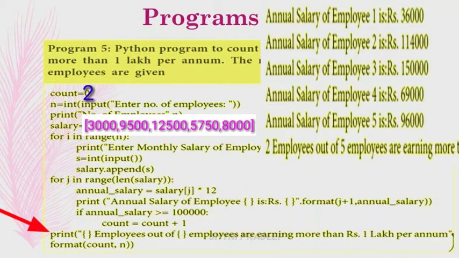Print. See this curly brace for count value. Count value is what? 2. So here 2 employees out of this curly brace for n value. N value is what? 5. 5 employees. So 5 employees are earning more than rupees 1 lakh per annum. This curly brace for count value and this curly brace for total number of employees. So 2 employees out of 5 employees are earning more than rupees 1 lakh per annum. This is the output.